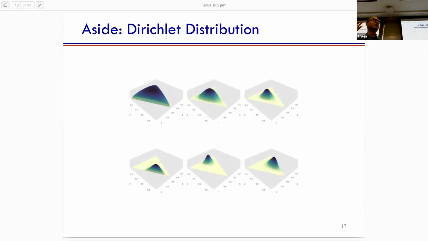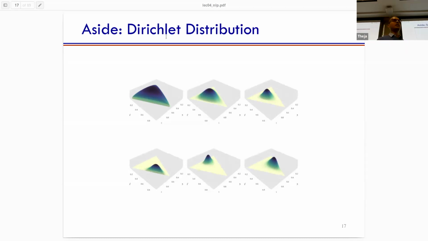So how many other named distributions do you know? Beyond Gaussian, what other named distributions do you know? Poisson, gamma, beta, uniform, sure. Exponential. So there are many named distributions, right? Dirichlet is also a named distribution. It generalizes what is called the beta distribution.